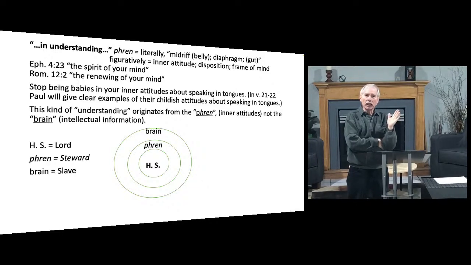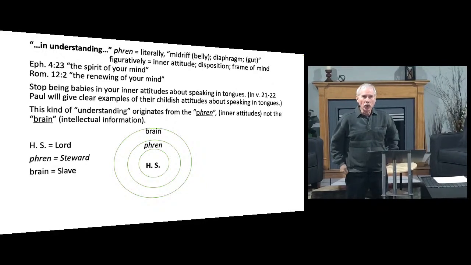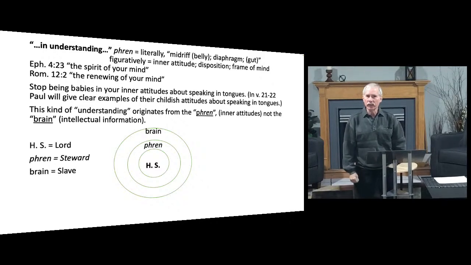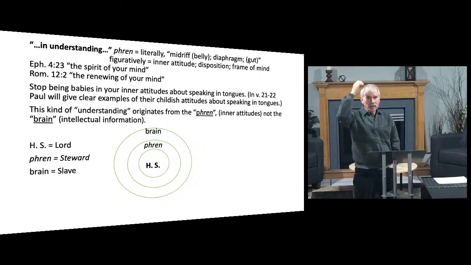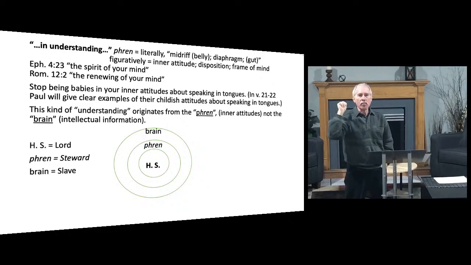Phrein is a noun. It literally means your midriff, your belly, your diaphragm, your gut. That's what the word means. Wow, that should get some curiosity up. Why does he use this word when he had a whole bunch of other perfectly good words to use if he meant something else? Figuratively, that's the literal meaning of it. Figuratively, when he uses the word phrein, it means your inner attitudes, your disposition, your frame of mind.